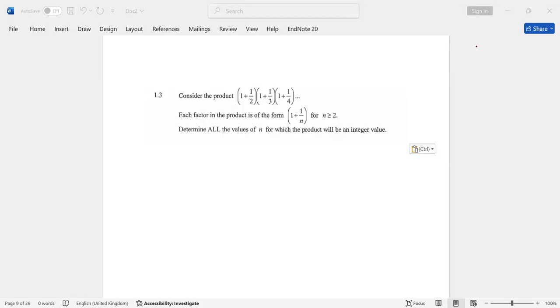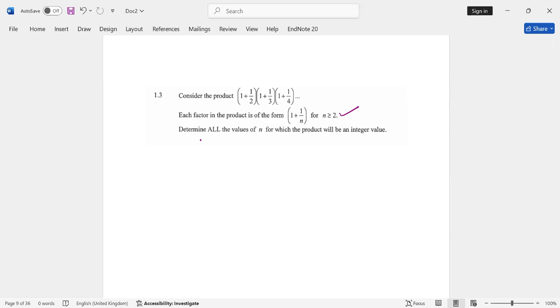The next question is 1.3. Consider the product of (1 + 1/2), (1 + 1/3), (1 + 1/4), and so on. Each factor in the product is of the form 1 + 1/n, for n ≥ 2. Determine all the values of n for which the product will be an integer value.